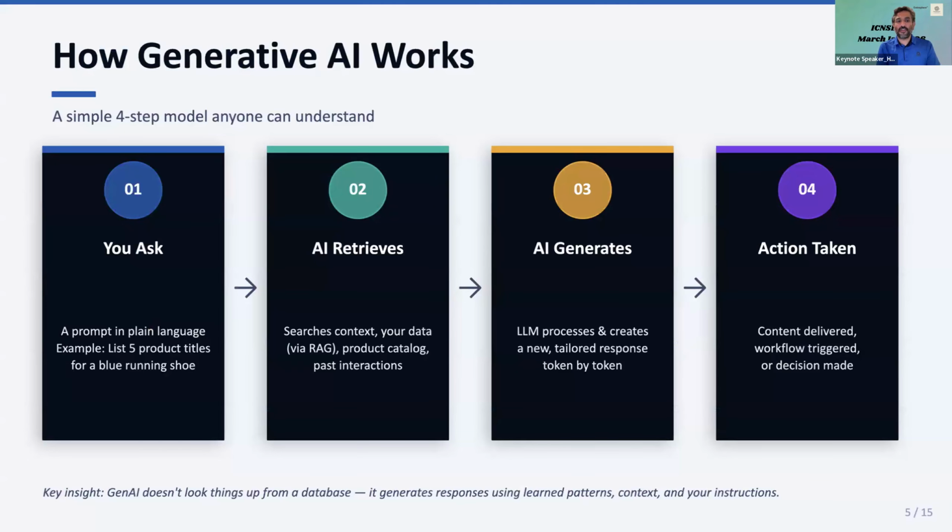So at a high level, how generative AI works: you ask in plain language for a task, for example, five product titles. It retrieves. You can use embeddings, you can use RAG to power up your prompt for a more specific ask to the LLM, and it generates the data, and then an action is taken. Basically, your content is being delivered, right? So it's so simple. It's not just looking up information from a database. It generates responses using your prompt, learned patterns and the context, and mainly based on your instructions.